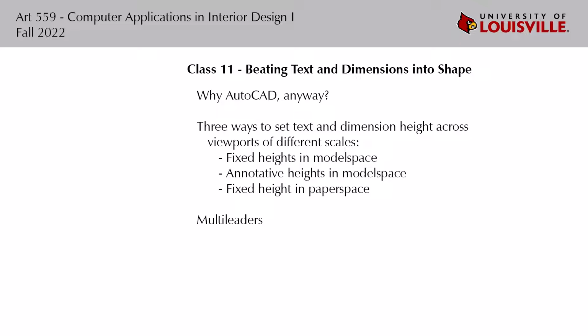Today, we will address the nettlesome problem of getting text and dimensions to be of consistent height across viewports plotted at different scales. Nettlesome because AutoCAD provides 3 distinct ways of doing this, and they don't play well together. Updating an existing plan in AutoCAD, consistent with how it was originally drawn, means understanding these 3 ways and knowing how to work with the one being used.